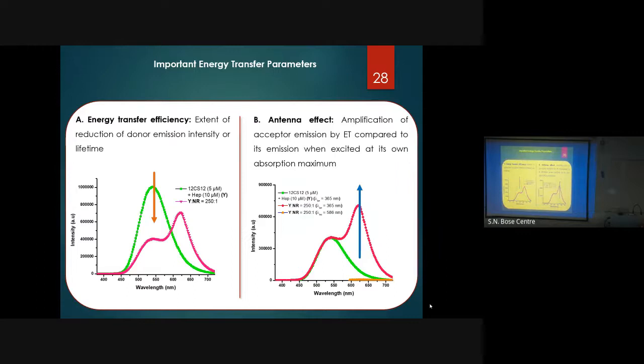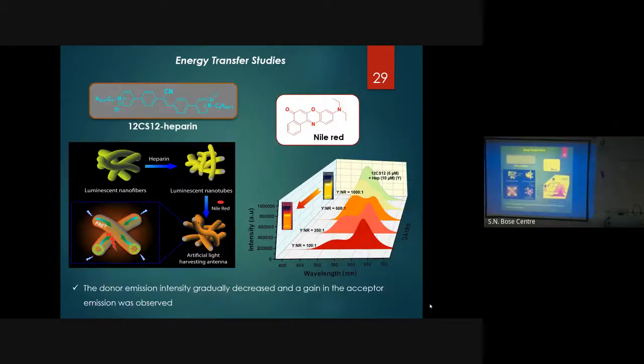When you look at energy transfer, you look at mainly two parameters. One is energy transfer efficiency, which you can measure in many ways. One is how much donor emission is getting quenched when you keep on adding the acceptor. The other is how much gain you have in the acceptor emission. So this is, for example, the acceptor emission when there is no energy transfer, but when you have energy transfer, you see an amplified emission from the acceptor. The ratio of this gives you the antenna effect. Both are important because if you have a nice energy transfer efficiency, that should also lead to a reasonably high antenna effect.